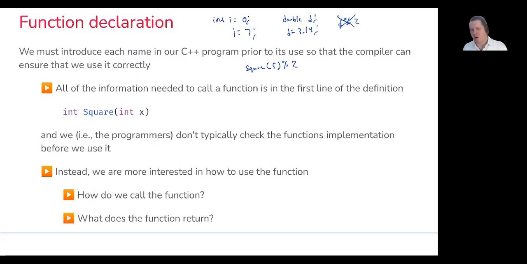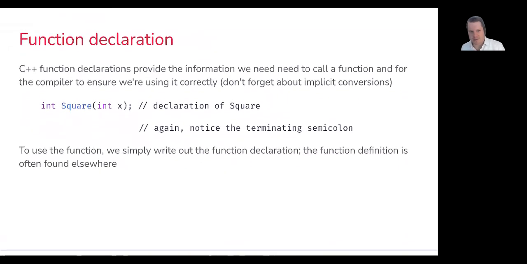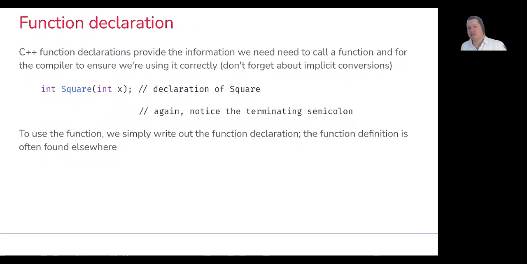So instead, we're always seemingly more interested in how we use a function. So how do we call it? What value does it return? And probably what does it do? But I mean, at that point, if you're using it, you probably have a good idea. So in C++, function declarations provide the information we need to call the function and for the compiler to ensure we're doing so correctly.